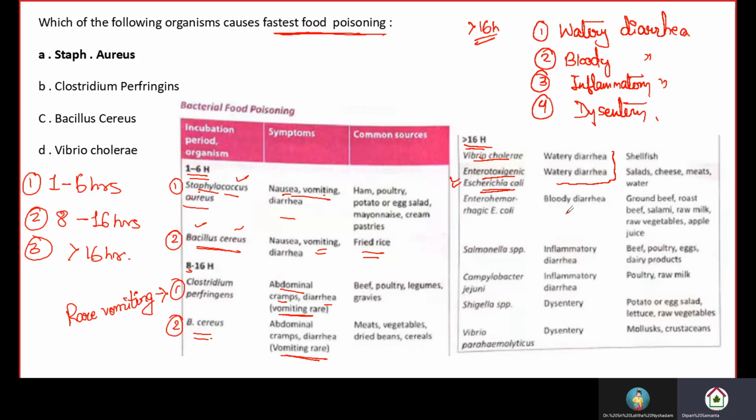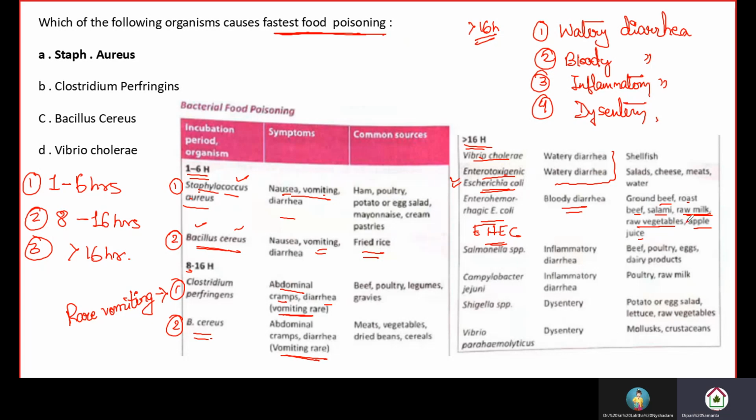Next is bloody diarrhea. Diarrhea with some pinch of blood. Enterohemorrhagic E. coli, EHEC. This is ETEC, this is EHEC. Enterohemorrhagic E. coli. Bloody diarrhea occurs from ground beef, roast beef, salami, raw milk, raw vegetables, apple juice.